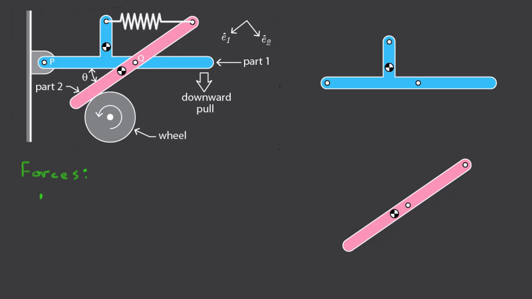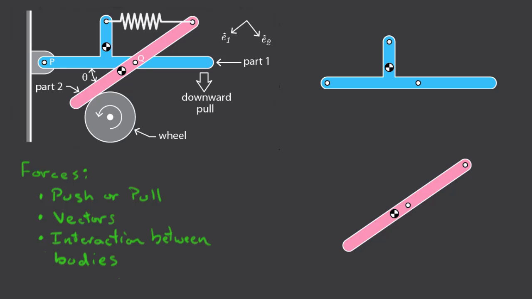So let's remind ourselves what a force is. A force is a push or a pull acting on the object. Furthermore, forces have a direction, right? You can push left, pull right, up or down, whatever. So forces are vectors. And another thing I like to point out is that forces are interactions between bodies. They're bodies pushing or pulling on other bodies. I like to remind myself of these three essential elements of what a force is when I'm drawing free body diagrams, because it helps me think this thing through.